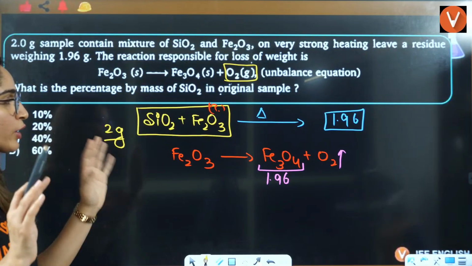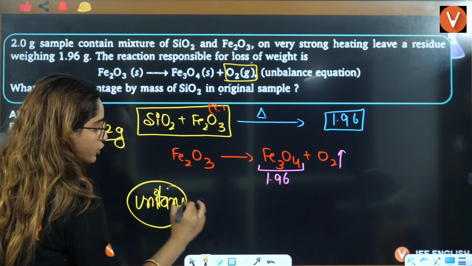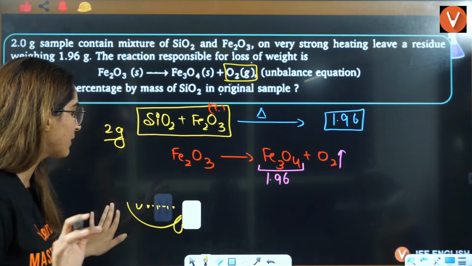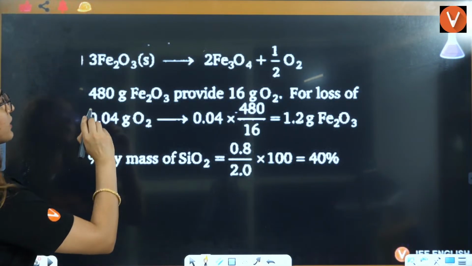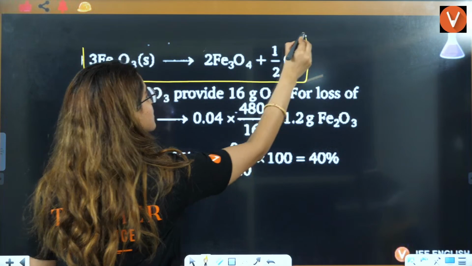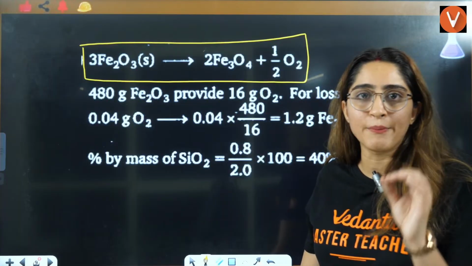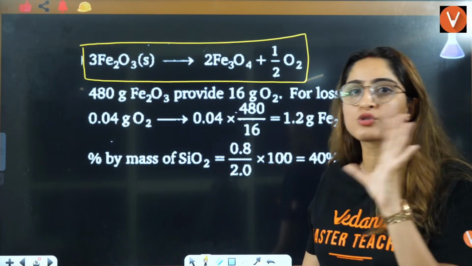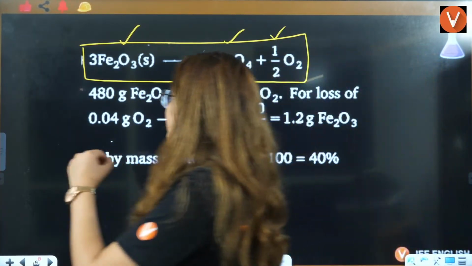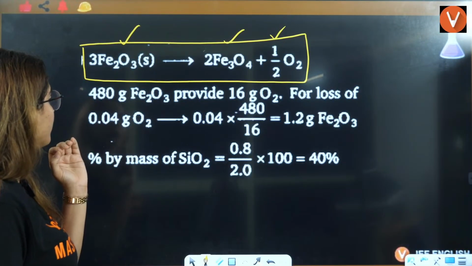Now we will apply the unitary method here in this reaction. I'll tell you how to apply it. This is the most important step. You have this reaction here. Firstly, we need to balance it, because stoichiometry is applied only in the balanced chemical equation, otherwise it is not applied. So this is the balanced chemical equation you have, and the quantities we are provided with are in grams.